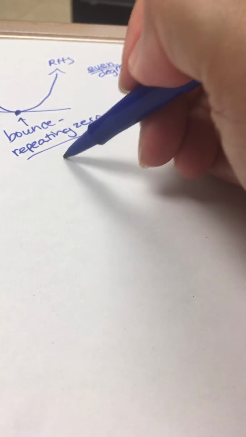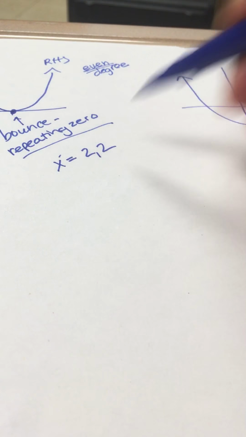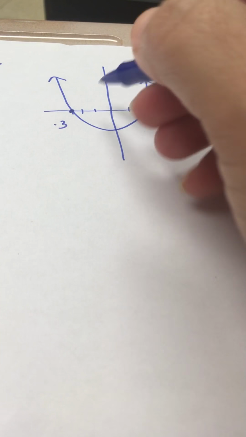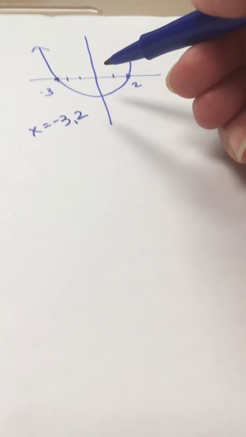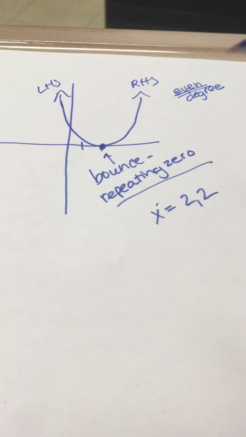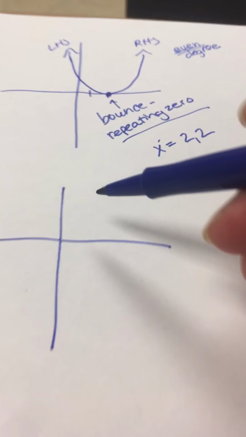Whereas with the same kind of graph like this, I know this is an even degree again, so both graphs are even degrees, but on this one I'm going to have the same answer. So let's say this is 2, so I'm going to have a repeating 0 at 2, whereas this one, which is an even degree again, both are up, I would have like a -3 and a +2, so I would have different values for the intercepts or the zeros. And this happens with every single graph, whether it's like that or upside down.